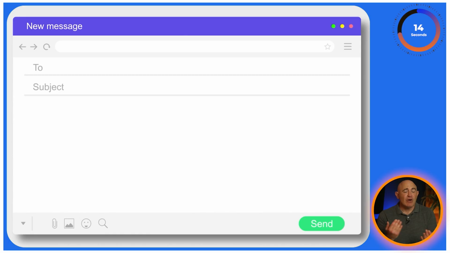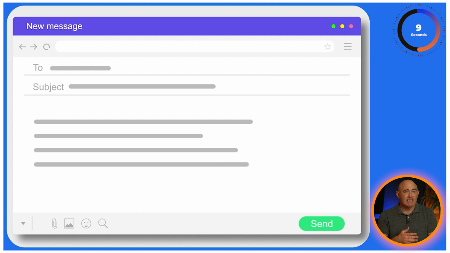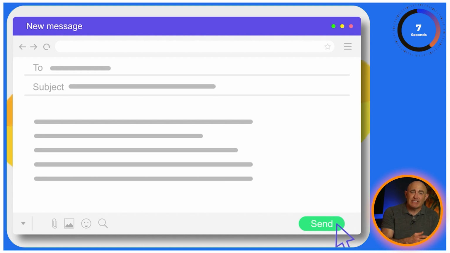Okay, so before we jump right into crafting cold emails, let's first understand what they really are. Cold emails are unsolicited emails sent to potential clients or prospects who haven't expressed prior interest in your product or service. They can be an incredibly effective way to generate new business opportunities, but only when done right.